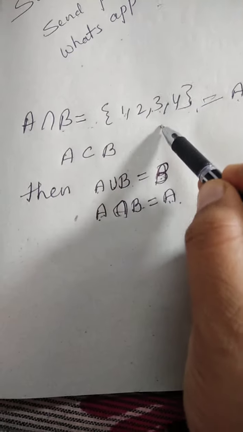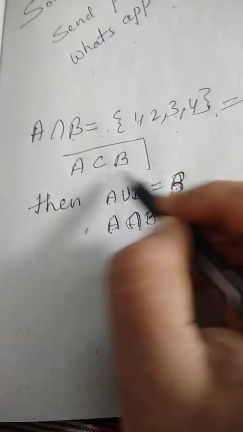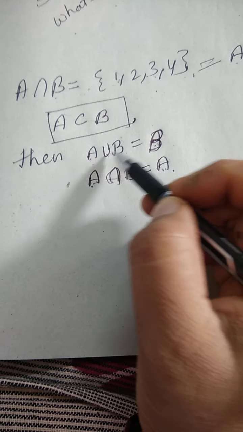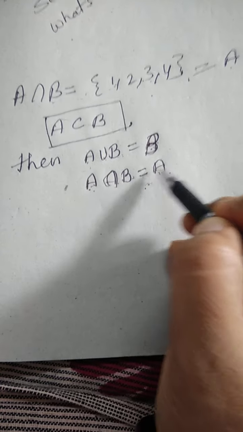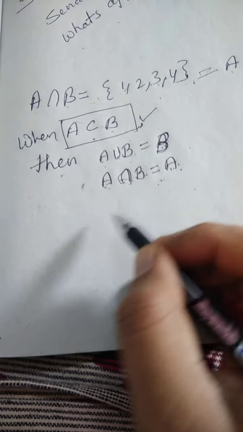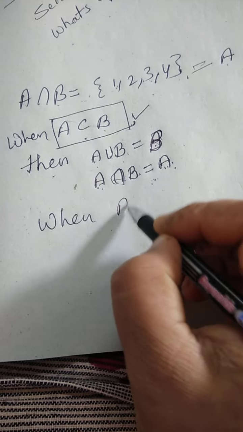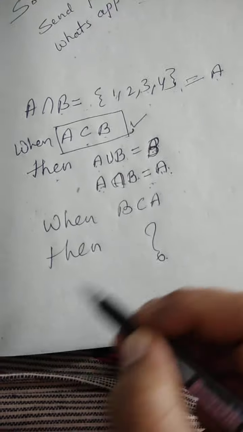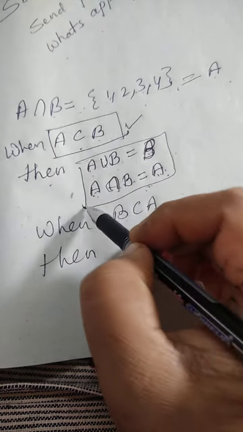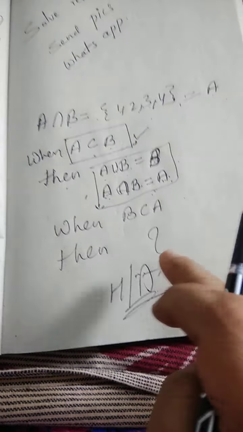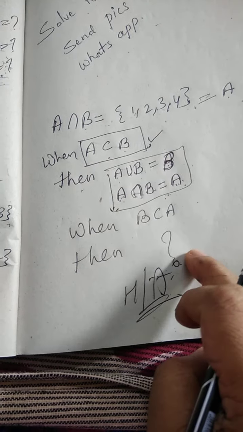When is this possible? When A is a subset of B. Then this condition is possible: A union B is B, A intersection B is A. Now, when B is a subset of A, then which condition holds? Think and tell me. This is your home assignment.